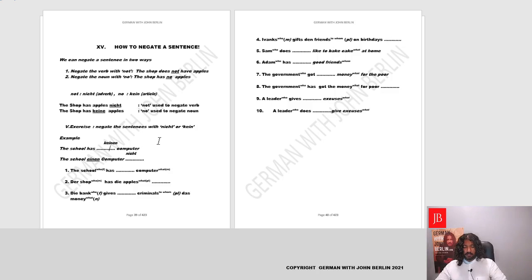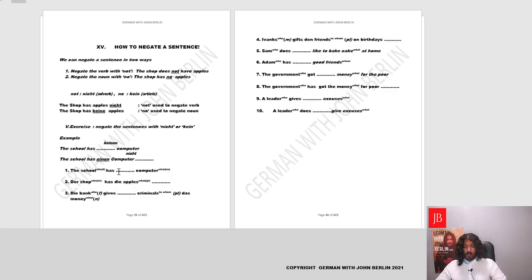School has no computer. Or simply put, the school does not have a computer. So the school has einen Computer nicht. Yes, the school has a computer not. Or in other words, school does not have a computer. All right, now let's find out which one would be which. So I'll try to do the first five with you. The school has dash computer.